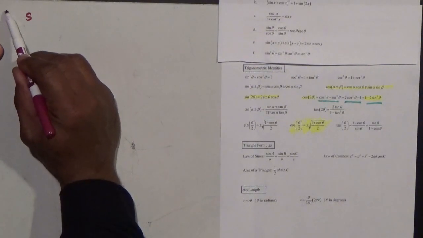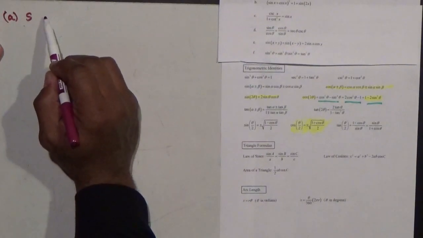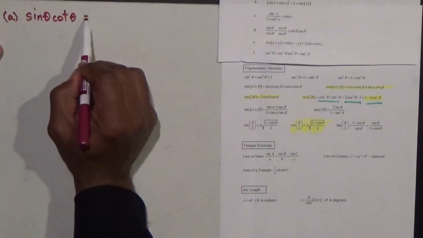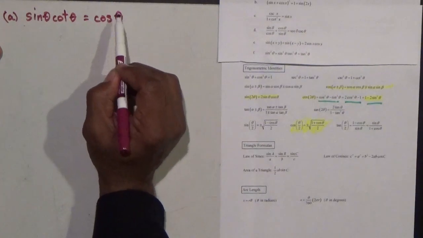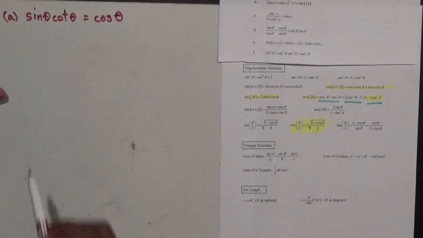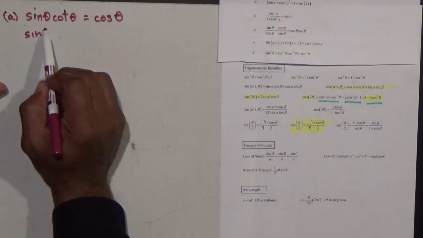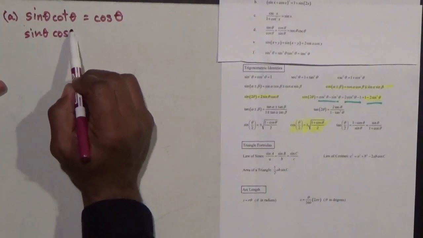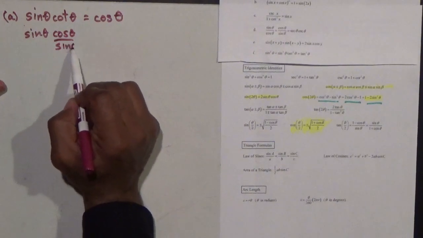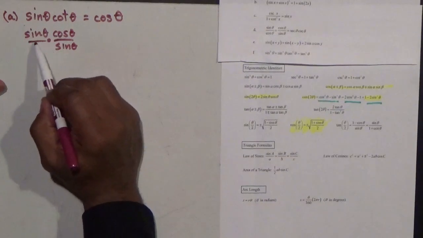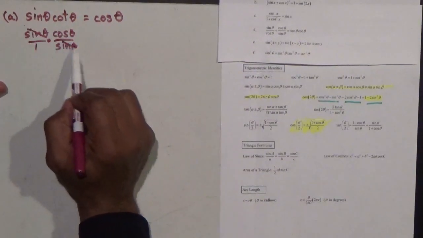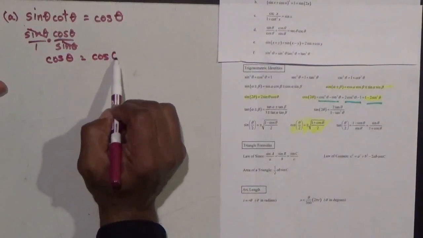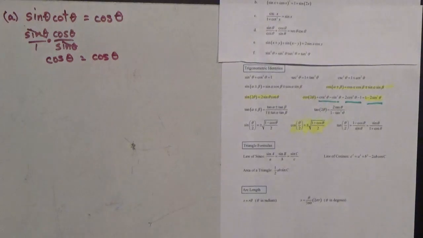39a. We have sine theta cotangent theta is equal to cosine theta. Remember, I want to leave the right side alone and work with the left. So sine theta stays the same. Cotangent is cosine theta over sine theta. We should notice that my sines cancel. I'm left with cosine theta is equal to cosine theta. Done.